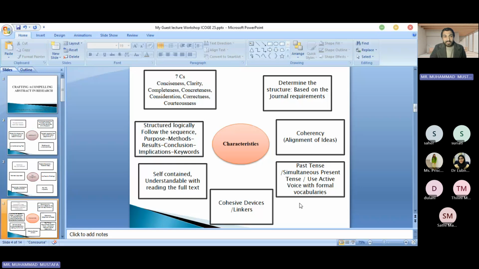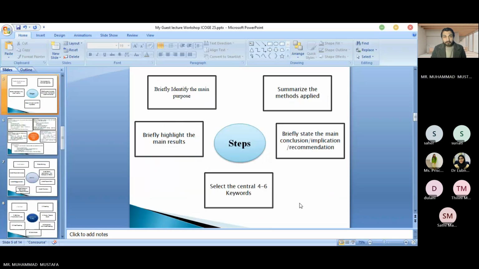Okay, let's move to the next slide. So what are the main steps of writing or drafting a compelling abstract? Yes. So first of all, briefly identify the main purpose. What was the main purpose or main objective of your paper, or of your research?